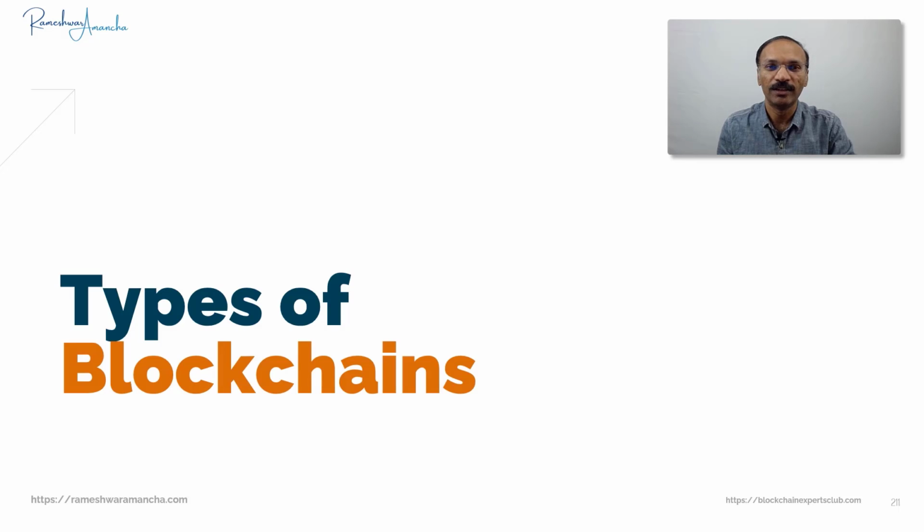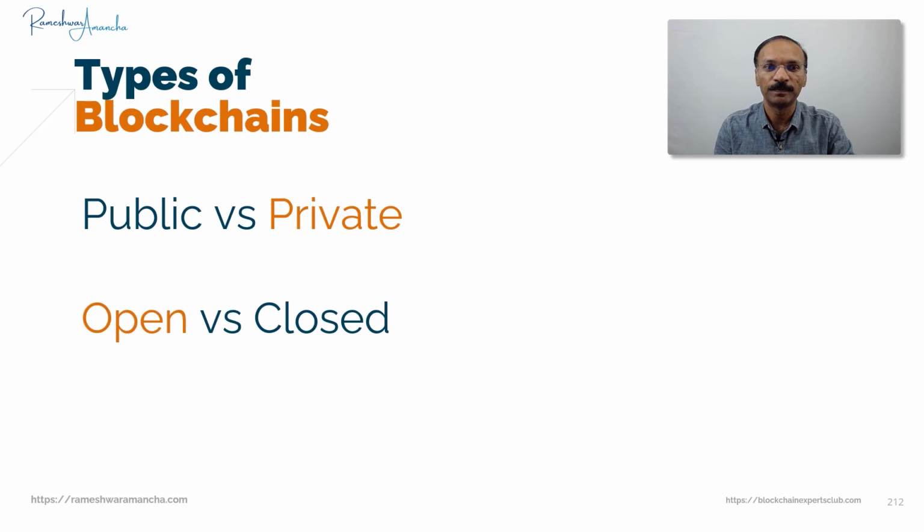In this section, we'll be learning about the types of blockchains, blockchain environment types in general. There are public and private. We'll be talking about that in detail. If you have to categorize a blockchain into a particular group or type, there are primarily two types of blockchain. One is public, one is private.